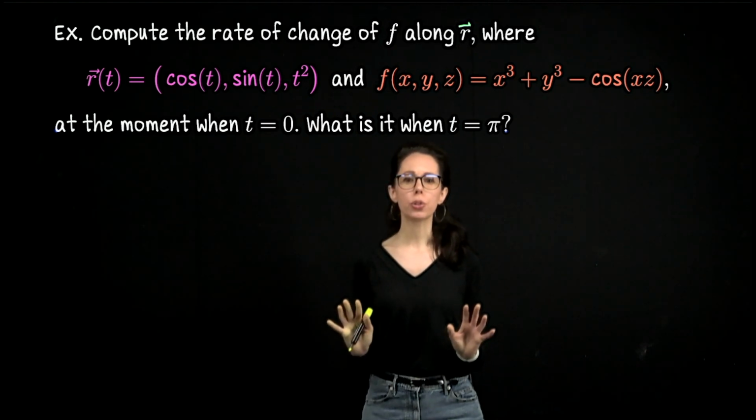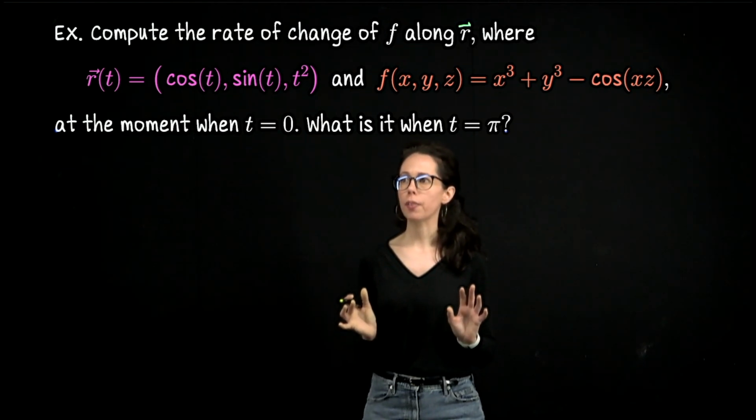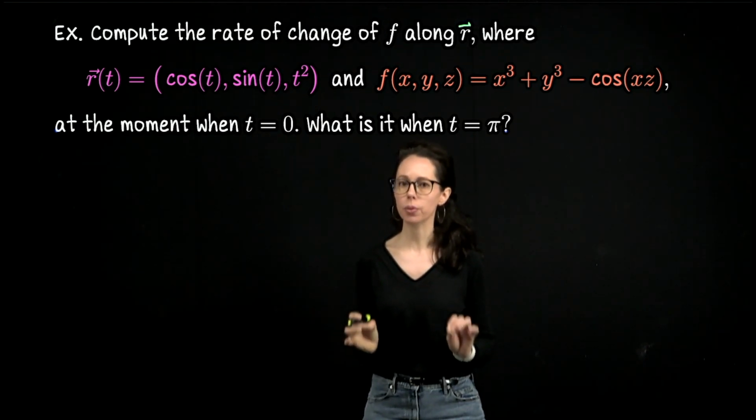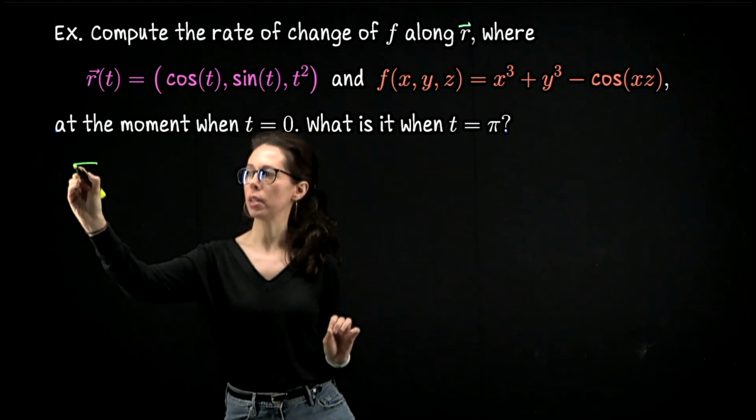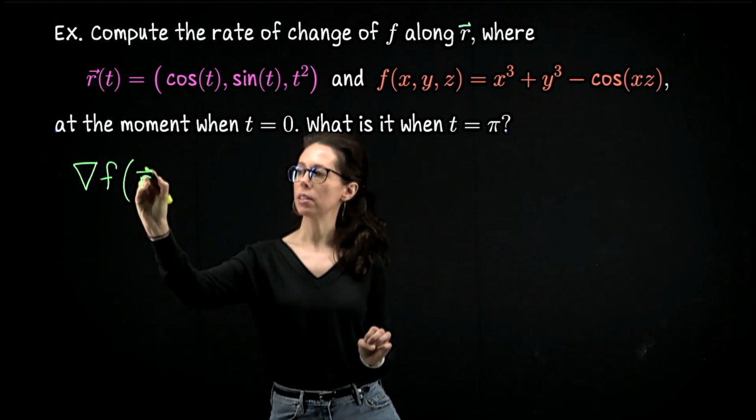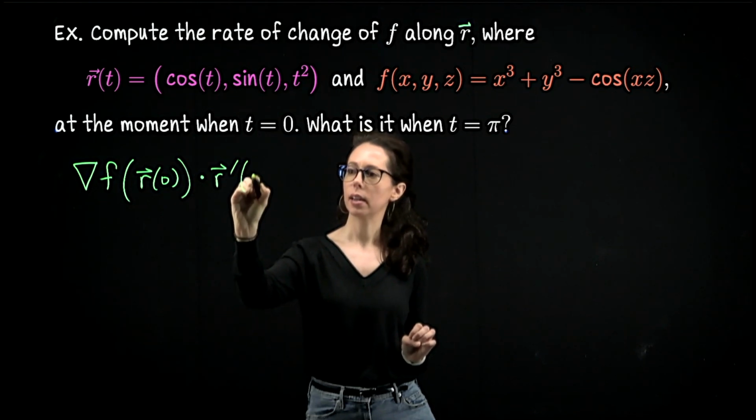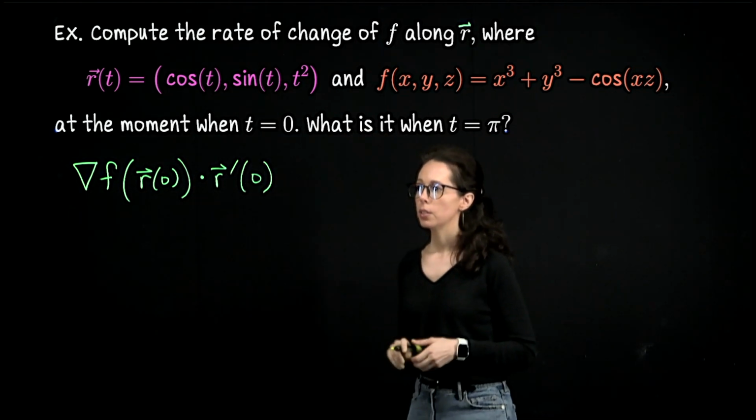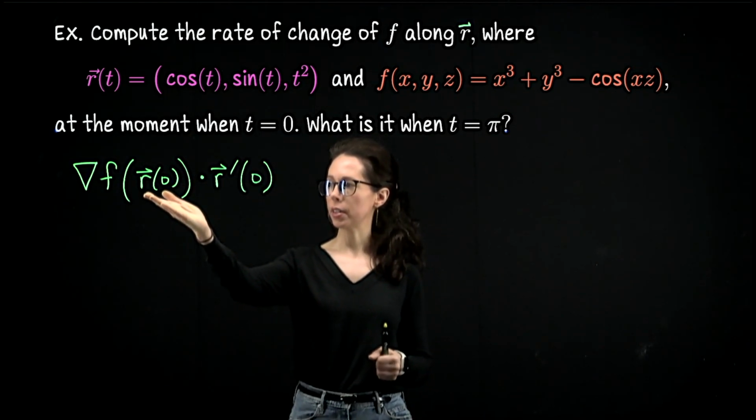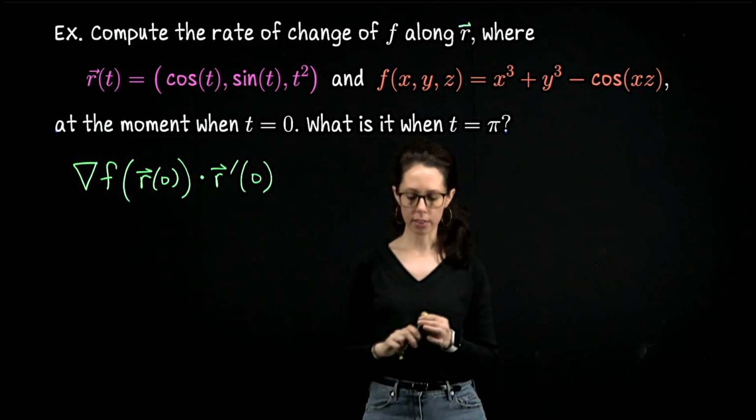Okay, let me jump straight to the vector dot product where we left off a moment ago. If I want to know the rate of change of f along r at the moment when t equals 0, what I want to compute is the dot product of the gradient of f at r of 0 dotted with the velocity vector at 0. So let's see, we need r of 0, we need the gradient, we'll evaluate it at r of 0, and we need the velocity vector.